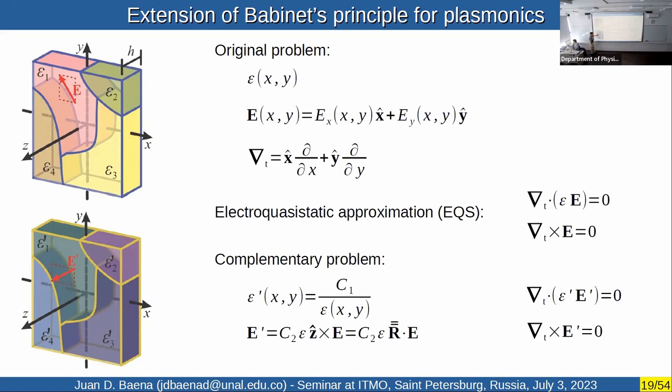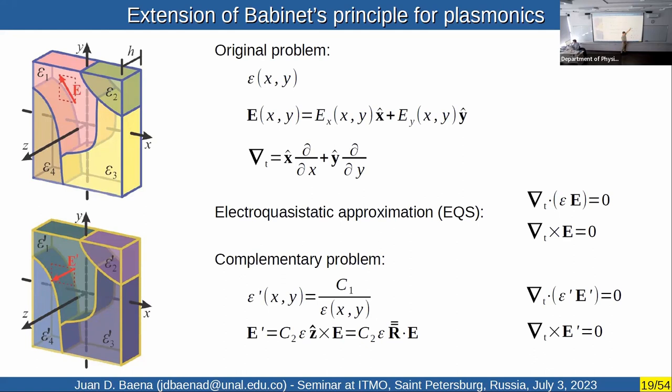But actually, this is not really necessary because I'm dealing with the permittivity as a function of x and y. So, believe me, if you put this epsilon prime and E prime in these two equations, you will get these two equations. Actually, the divergence equation will become the one with the rotational, the curl of E, and the curl of E prime will become this divergence.